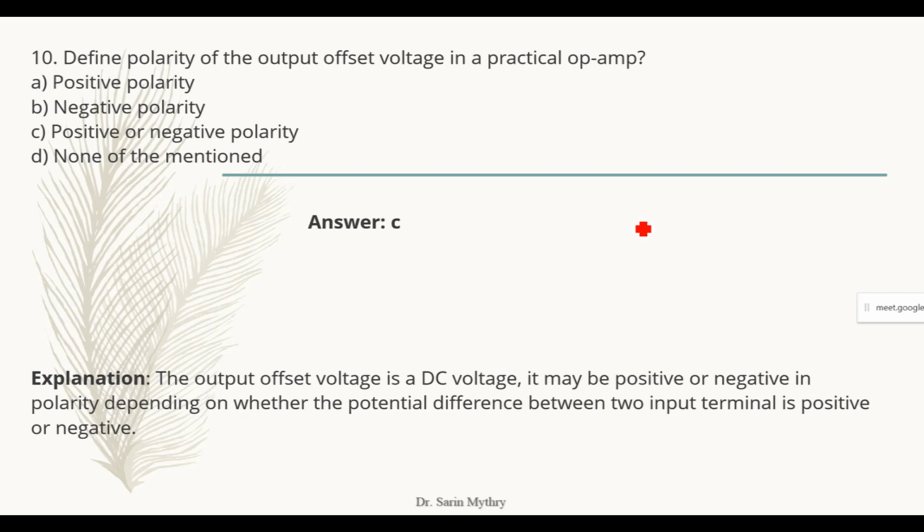We have even noticed positive and negative output offset voltages with respect to the circuits. So now option C is the correct one. Option C is the correct one. Here the output offset voltages can be either positive or negative.